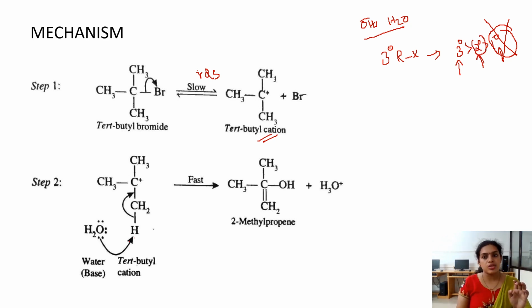In the secondary case, it depends on other factors like the base, the solvent, concentration, temperature, etc. Based on those, we decide whether secondary goes by E1 or E2.